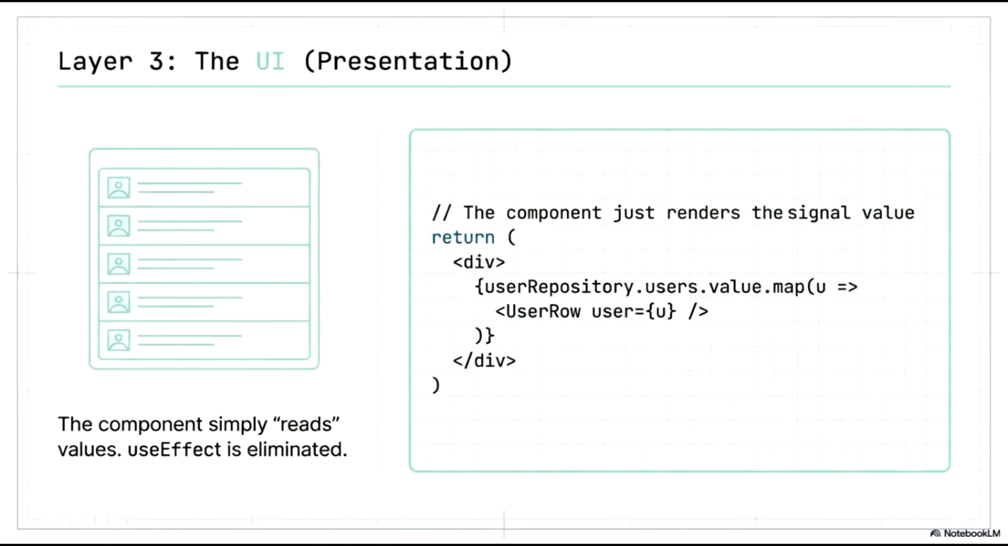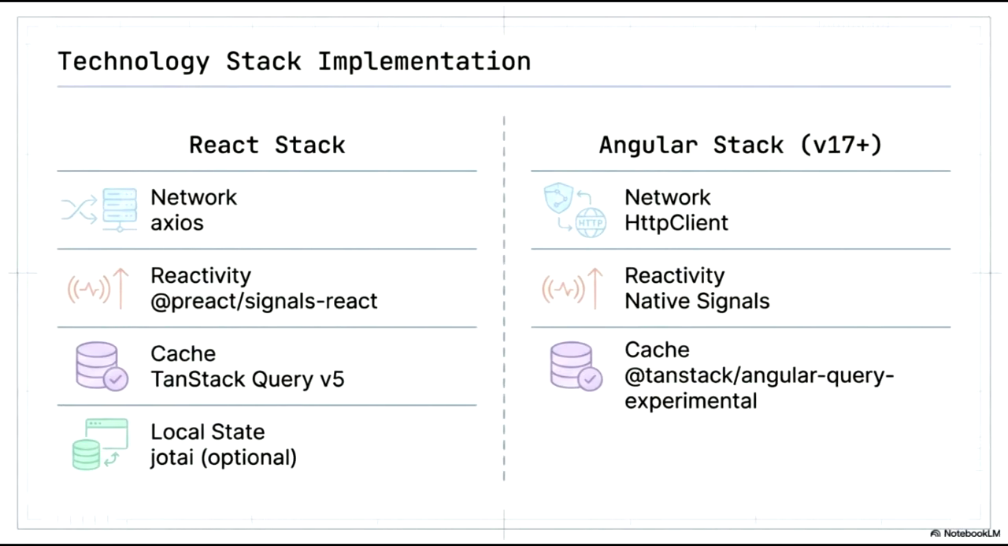By leveraging signals, the UI remains reactive without the need for internal state management or complex lifecycle hooks. This architectural approach allows us to completely eliminate useEffect within the presentation layer, resulting in cleaner, more declarative code that is significantly easier to maintain and test. Now, let's examine the technology stack implementation for both React and Angular.